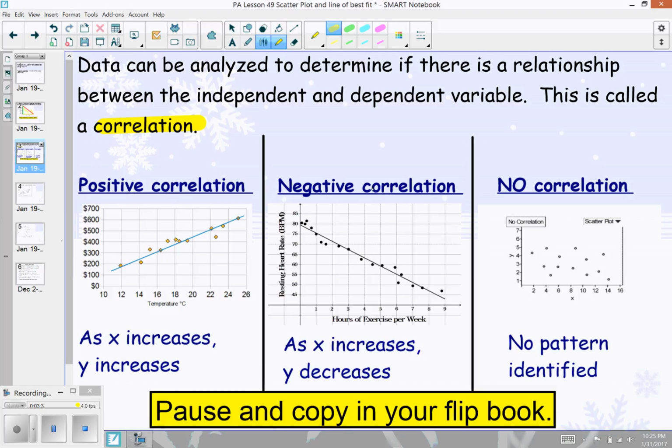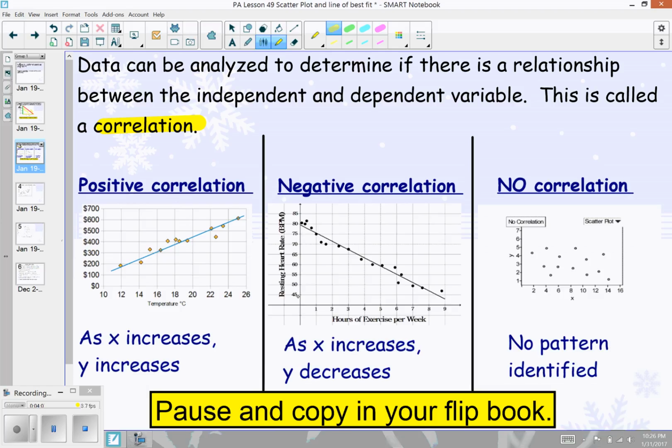A negative correlation is represented in this graph, and you can see the line is starting at the top and going down. We always read our graphs from left to right, and at the left it's starting high and going down. So as the hours of exercise per week increase, the resting heart rate decreases. So this has a negative correlation. Negative doesn't necessarily mean a bad thing. In this case, the more you exercise in a week, your resting heart rate goes down, and actually that's a good thing.